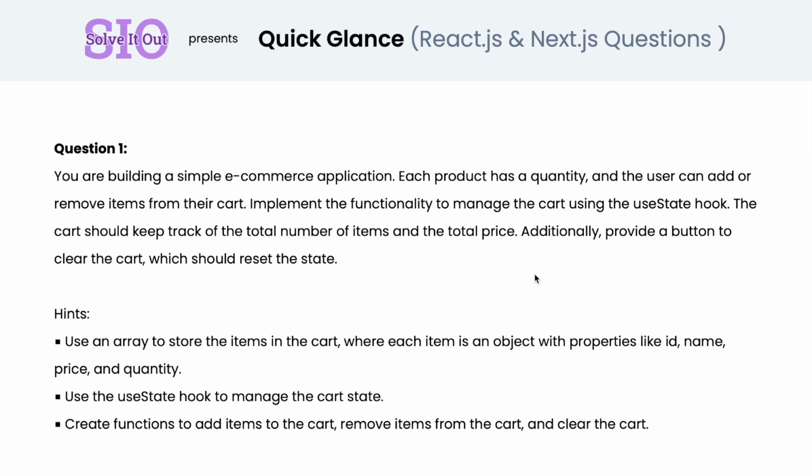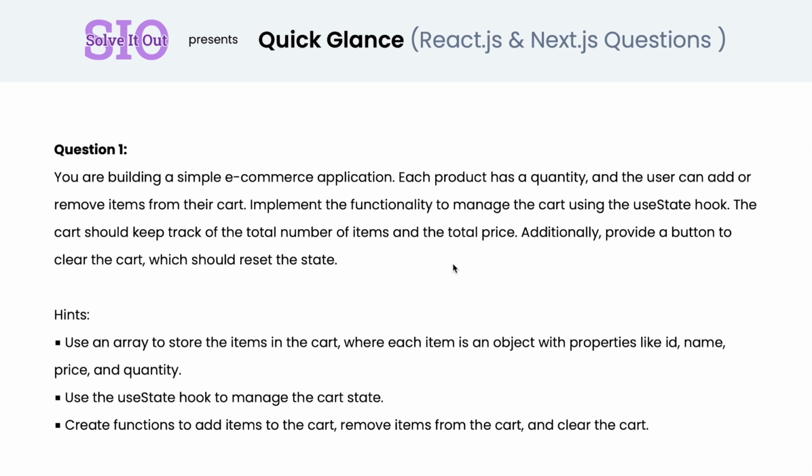So here you can see the first question is, you are building a simple e-commerce application. Each product has a quantity, and the user can add or remove items from their cart. Implement the functionality to manage the cart using the useState hook. The cart should keep track of the total number of items and the total price. Additionally, provide a button to clear the cart, which should reset the state. So this is our main question, where we have to do a cart functionality using only the useState hook.